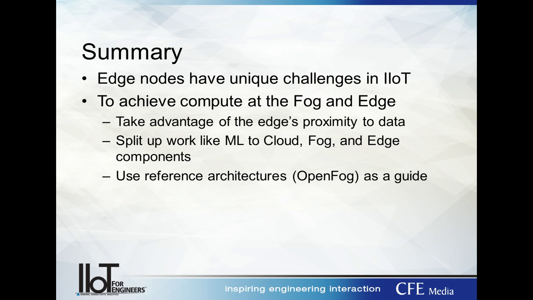So to summarize, we've talked about edge nodes. They have unique challenges in industrial IoT and in IoT in general. You need to think about those challenges as you're doing your design. So if you want to achieve the right level of computing at the fog, the edge, and the cloud, you want to take advantage of the edge's proximity to the data, but then split up the work that you would think about doing in the cloud to cloud and fog, and even some edge components. And you don't really need to reinvent the wheel here. You can take a reference architecture like OpenFog as a guide. There are a lot of good ideas there and a lot of good best practices to follow.